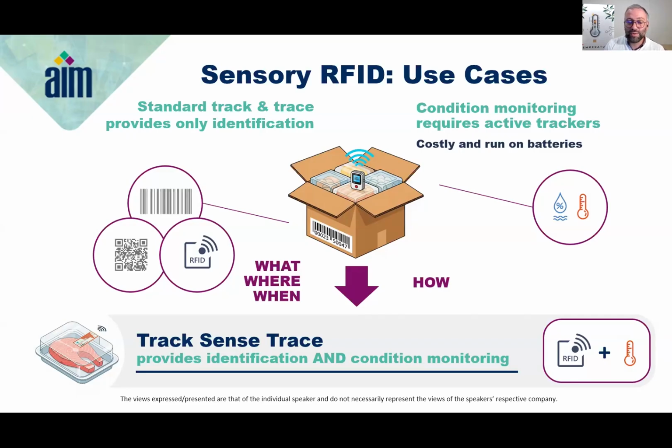So thanks to sensor RFID, we can have both work together, and this is what we call track, sense, trace, because those chips that we are doing at ASYGN, they can give you the temperature and humidity information at the same time as your inventory. So this enables a lot more possibilities.